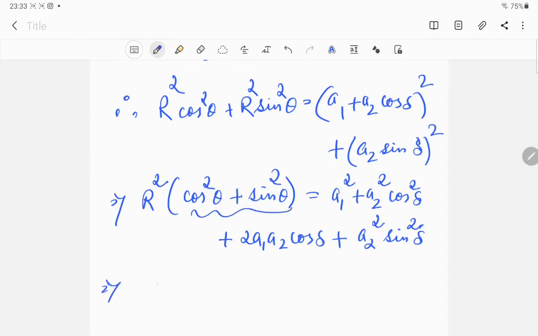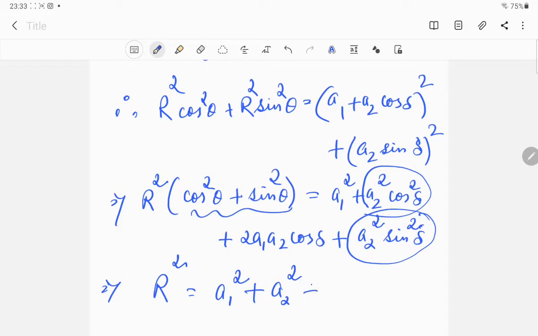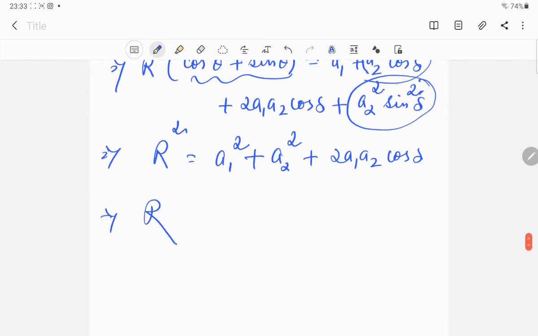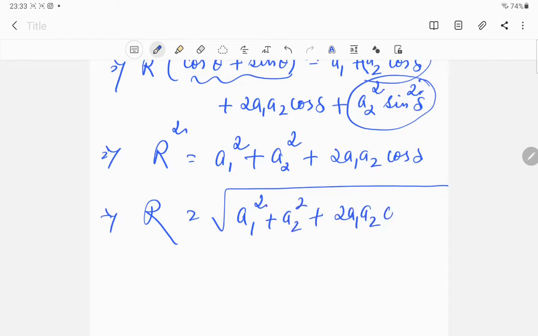So this thing is 1, so it remains r square equal to a1 square. You can see that a2 square cos square delta and a2 square sine square delta will be simply a2 square, plus twice a1 a2 cos delta. So therefore r is equal to root over a1 square plus a2 square plus twice a1 a2 cos delta. Okay, so that's what we have for the resultant. So r is the resultant amplitude.